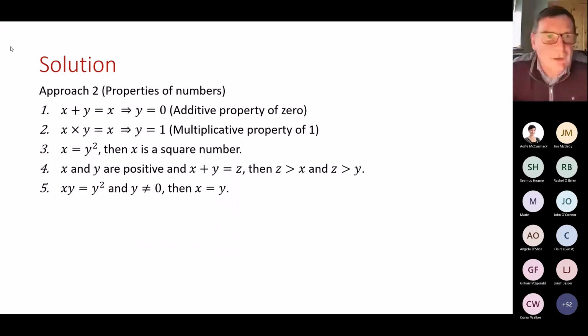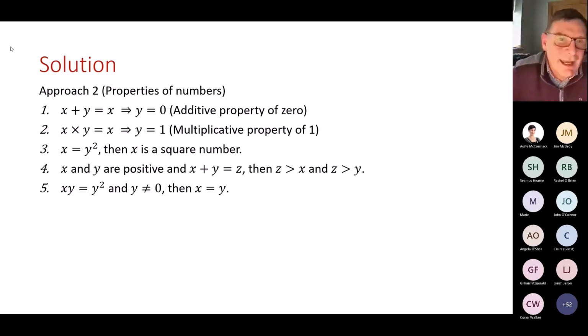Here's another approach. Now it's probably one that students wouldn't come up with, but it's no harm to run them through an approach like this, where they use the properties of numbers. So if we look at those 5 properties, we have x plus y equals x. Well, then obviously y is 0, or what we call the additive property of 0, or the additive identity. Second property, x multiplied by y equals x, so therefore y must equal 1, which is the multiplicative identity, so the multiplicative property of 1.